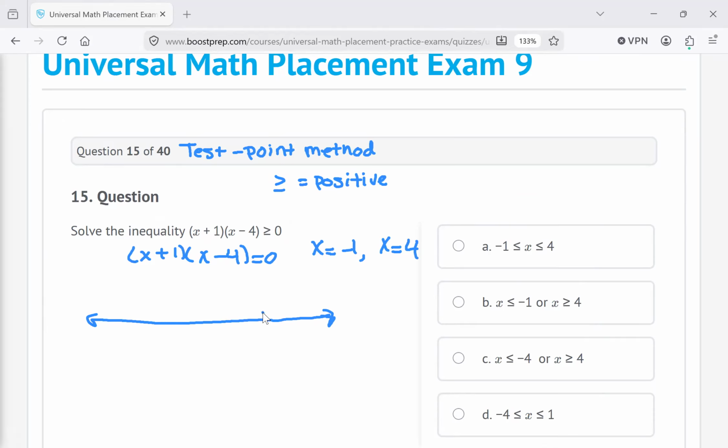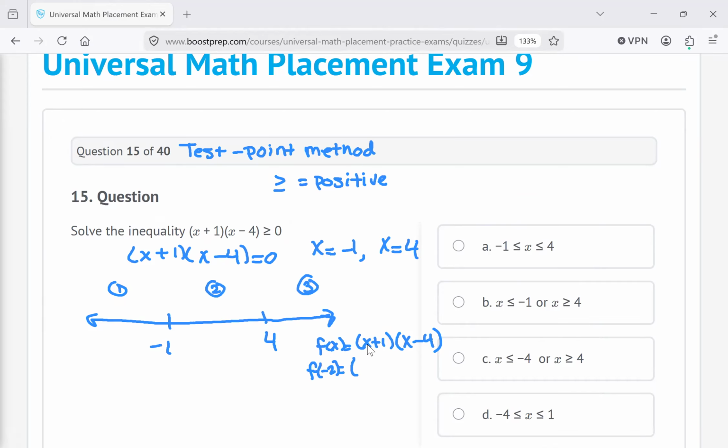Positive is on the right, the smaller one to the left. And then we have 3 values, 3 areas we've got to test. And we're going to put it in f of x equals x plus 1 times x minus 4. Okay, so let's test region 1. What is region 1? We need a number smaller than -1, so that would be -2.